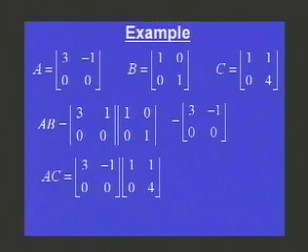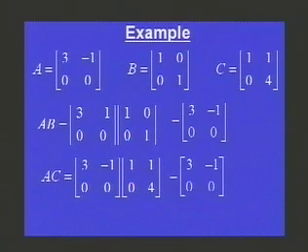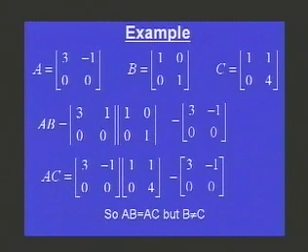If I multiply out A times C, C was the matrix 1, 1, 0, 4, you'll find I still get the same thing, 3, negative 1, 0, 0. Well, here I've multiplied A by two totally different matrices, and I've gotten the same result. But are those two matrices equal? Is B equal to C? Absolutely not. So A times B is equal to A times C, but B is definitely not equal to C.